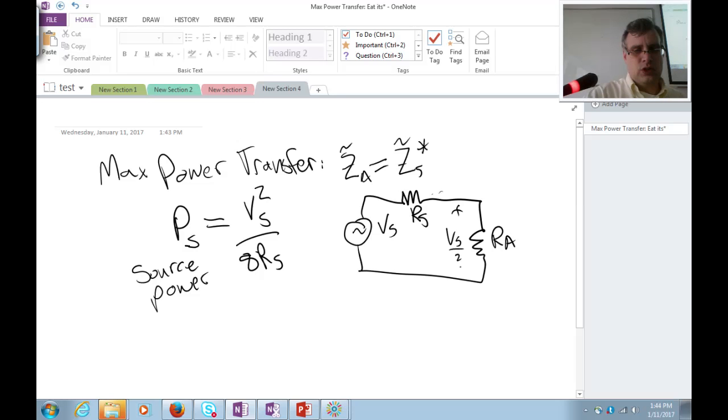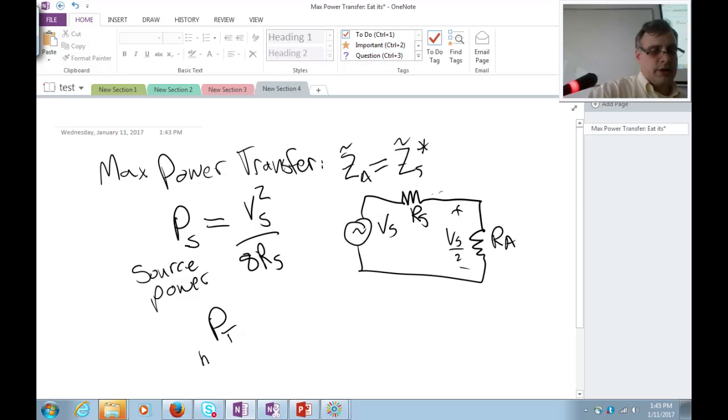Yeah, that's right. R_S and R_A. This is going to be V_S over 2 if you use your voltage divider formula. Power over a resistor is V_S over 2 quantity squared divided by R_A, and then you have to do another 1/2 because they're sinusoidal quantities, so that's how you get V_S squared over 8R_S. So we call this source power. This is what the source can provide if you match it.